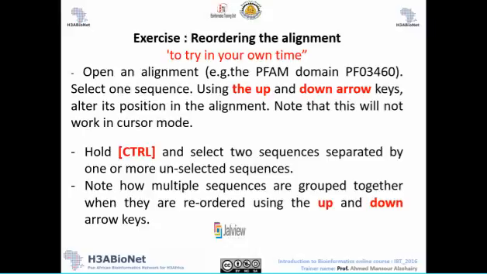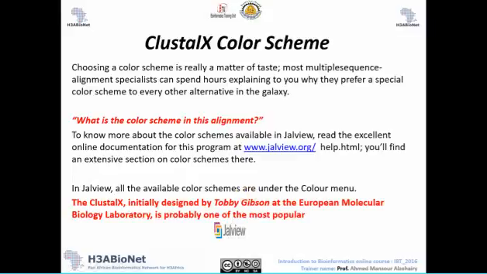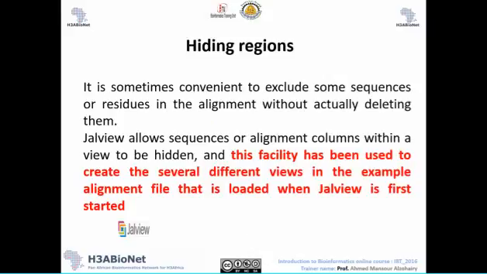Simply, I want you, in your own time, to take a look at this domain, this protein, for example, with this number, and just bring it back and try to move up and down using the arrow key, and see how you can move from one sequence to another, and vice versa. In the color scheme, you usually prefer the Clustal X color scheme, and of course Jalview gives you a lot of options for color schemes.